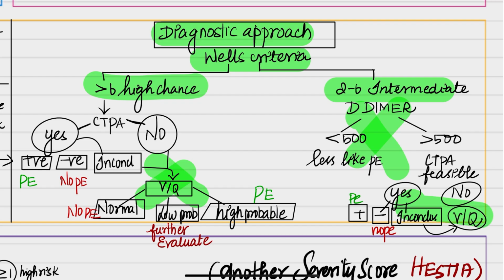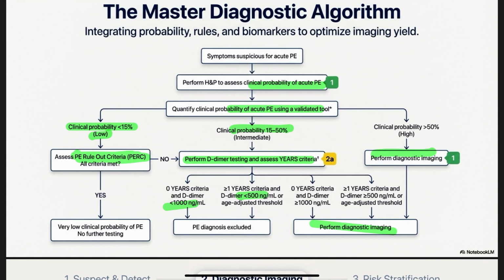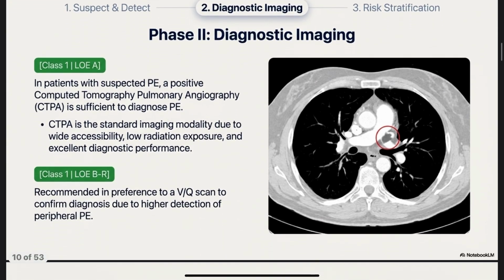So many changes have happened. That is why this pulmonary embolism guideline is very important, because not one or two small changes have been made. So many changes have happened. This is about the diagnostic algorithm.